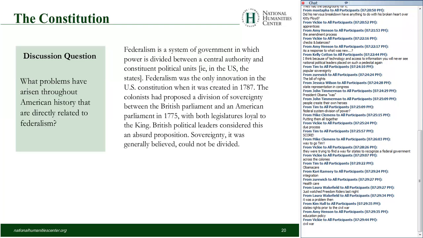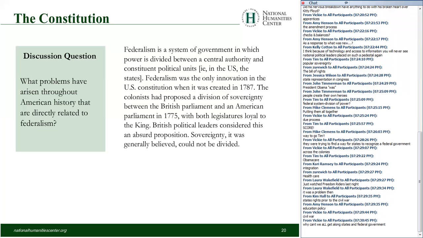Why can't we all get along, states and federal government? I don't know the answer to that one. Yeah, let me pose a question here. Other than Alexander Hamilton's suggestion that we abolish the states, were there any other alternative plans put forth aside from the one that we ended up with? Not on this issue. There were many alternative plans.